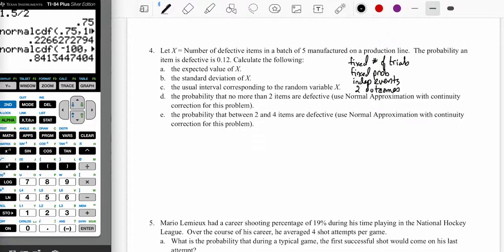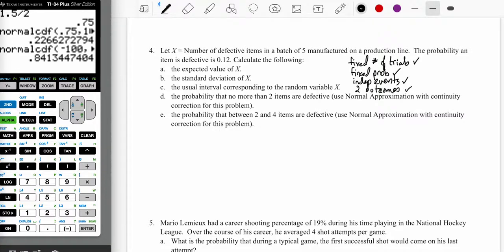All right, 5 manufactured items, that's the fixed number of trials. Probability an item is defective, 0.12. I have no reason to think that's not true for any item selected at random, which would lead to independent events. And 2 outcomes, defective or not defective. So that should be pretty straightforward, at least at first glance.